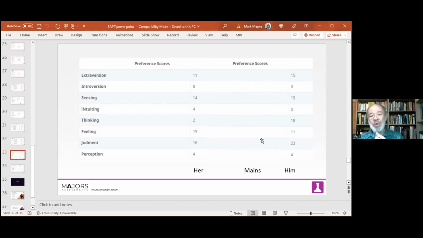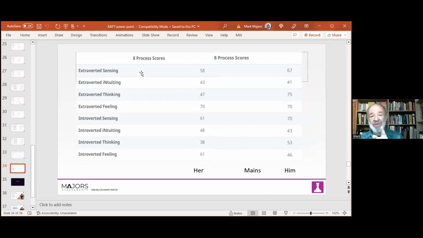And so this is right at the end of the lockdown. Now here's the A process course. You see that both of them do some extroverted sensing. He is really high in that. He's really paying attention. His extroverted thinking is 75. Hers is 47. This is the fascinating thing right here. Look at this. Their extroverted feeling is the same.